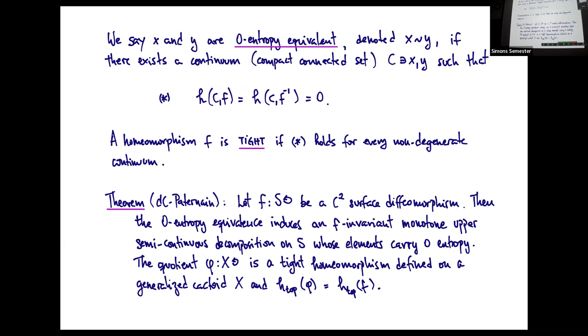Okay, and then what? Well, then this homeomorphism in the quotient is tight. So you collapse these zero entropy pieces, and then in the quotient, you get a map which has exactly the same entropy as above because all you've collapsed are zero entropy pieces. But also, in the quotient, nothing has zero entropy anymore except points. Is this the concept that's also from your paper? Zero entropy equivalence. Yeah, I had introduced this in a previous paper and then we proved this together later.